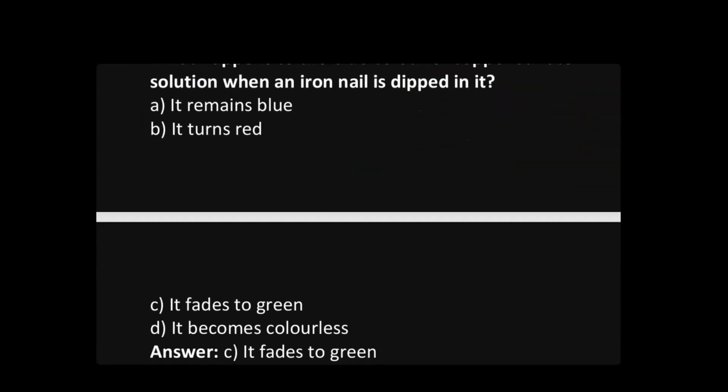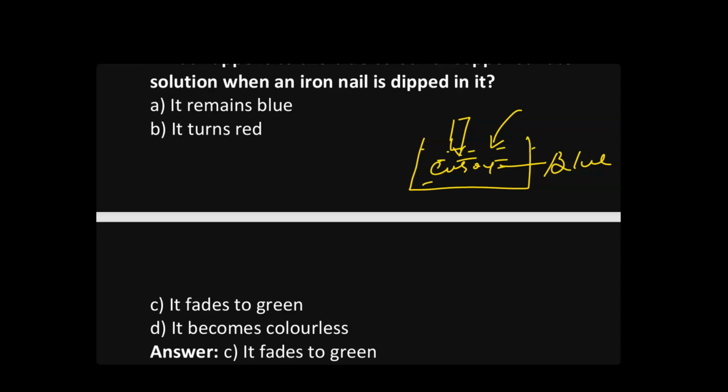What happens to the blue color of copper sulfate solution when an iron nail is dipped in it? It remains blue, it turns red, it fades to green, or it becomes colorless. Suppose this is a copper sulfate solution, it is blue in color, and when a nail is dipped in this solution, the nail is brown in color, and the nail is made up of iron.